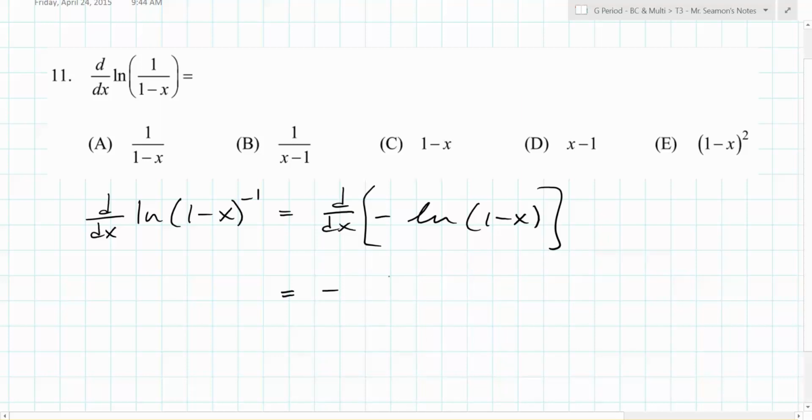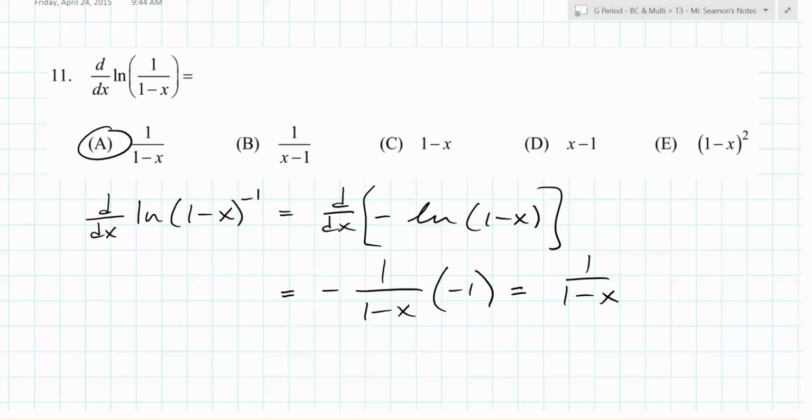Negative what? 1 minus x times what? Negative 1. So what's this going to be? 1 over 1 minus x. So it's A. All done. Bingo. So remember your log rules. It says it's B. Is it B? It says it's B.